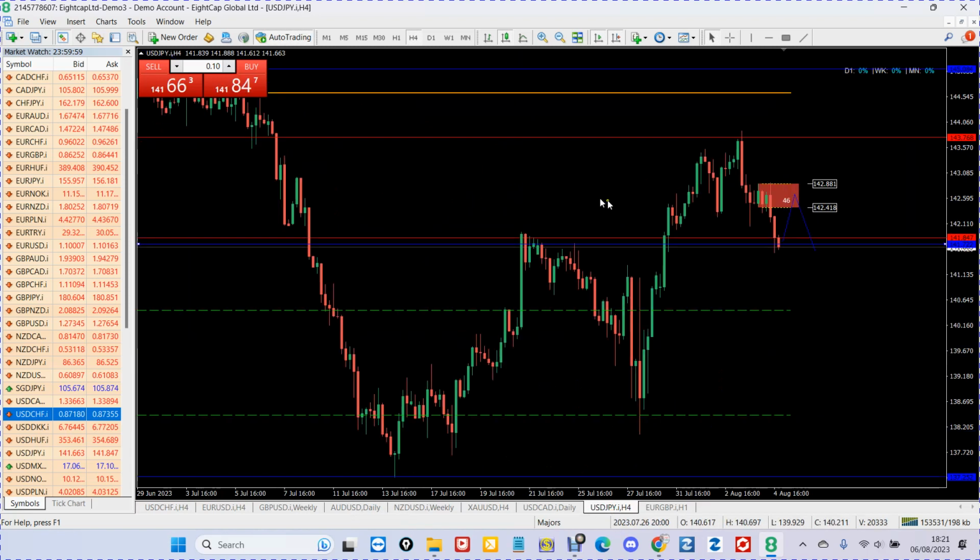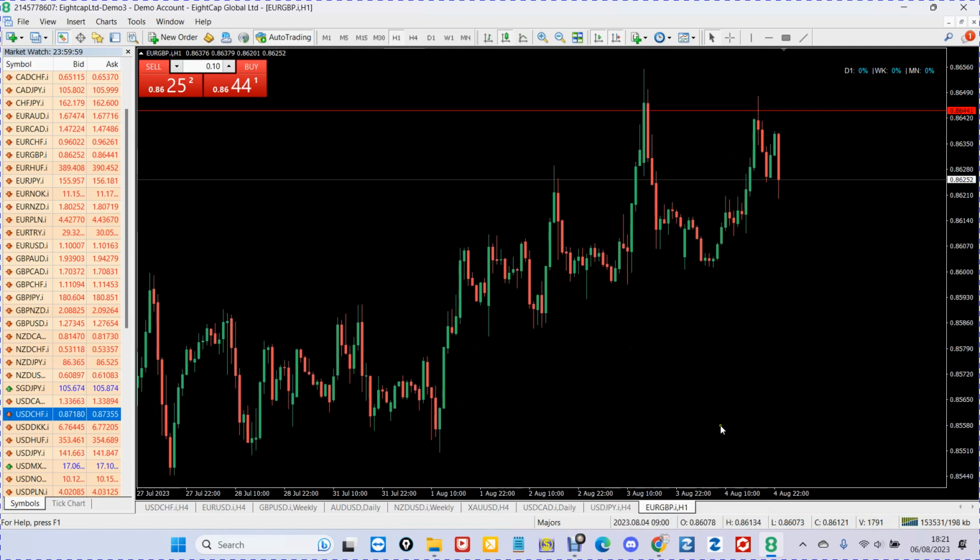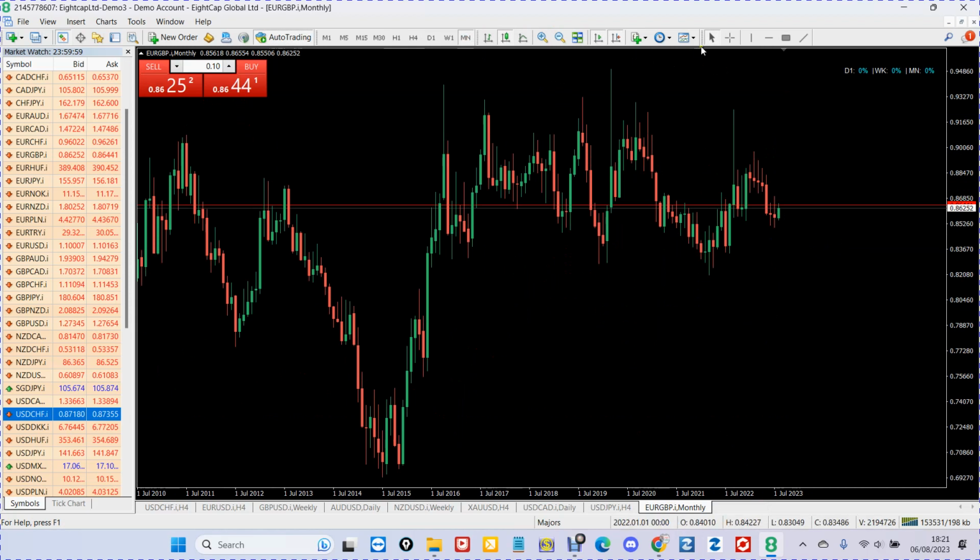Let's have a look at the dollar yen. We spoke about the dollar yen already, up and down. Let's go and look at the euro pound, very last one, on the monthly. Big. We can just do it. I'm going to do it from over here.